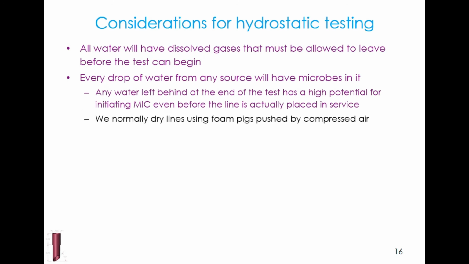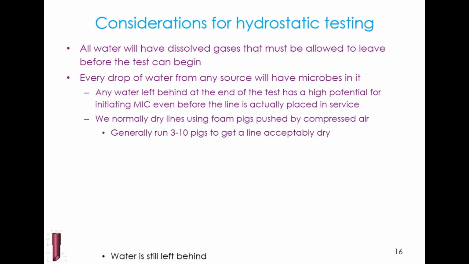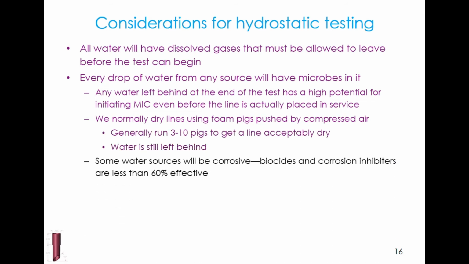We normally dry the lines using foam pigs pushed by compressed air. We usually have to run pigs 3 to 10 times to get a line acceptably dry. And often at 10 times we're still getting quite a bit of water. We're going to leave water behind. Some water sources are going to be corrosive. Biocides and corrosion inhibitors are never better than 60% efficient.